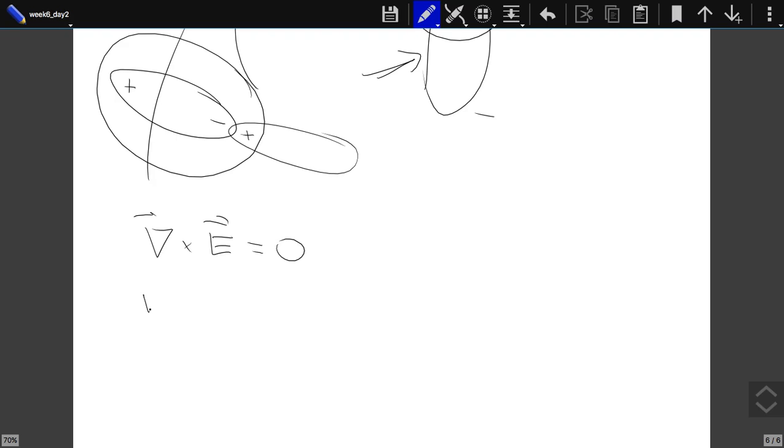Because it's actually the gradient of something, that's why the curl is still 0. But the divergence of this electric field would be equal to 4 pi, this time rho plus rho bulk plus sigma bulk with suitable Dirac delta function.